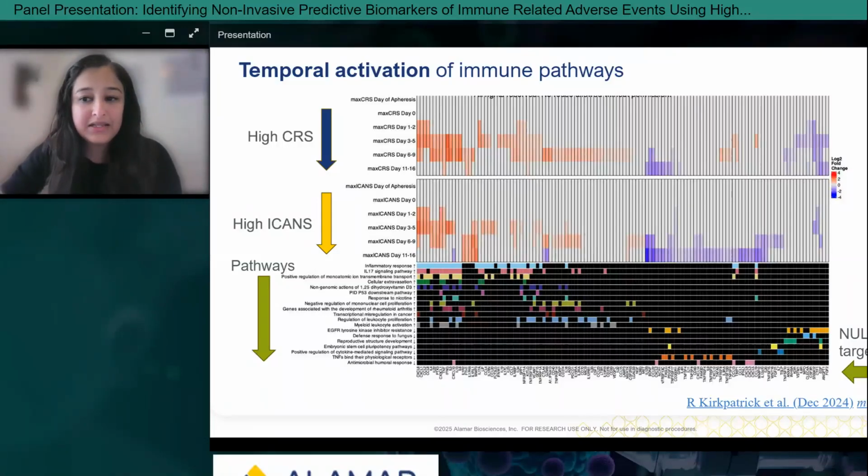The bottom panel on the slide shows the pathways that are differentially regulated. And it really highlights the power of multiplex profiling. With a comprehensive panel like the NULISA inflammation panel, we can now start to see different biological processes and how these evolve through the course of CAR-T infusion therapy to cause the immune-related adverse effects.